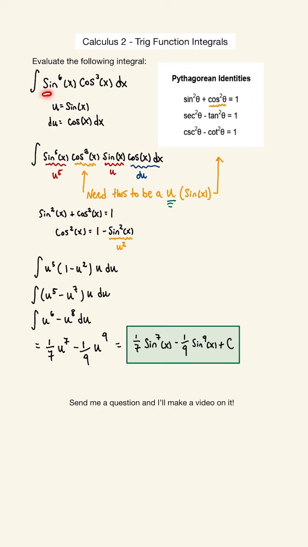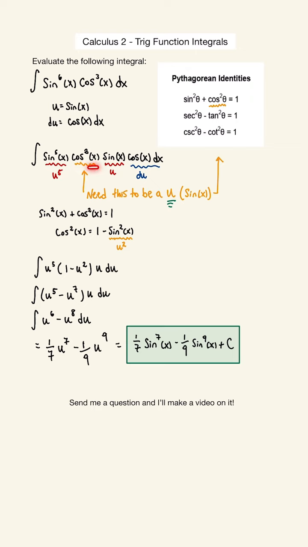And so our next step is we want to expand this so that we can define it in terms of u and du. So we can write that as sine to the fifth of x multiplied by cosine squared x multiplied by sine of x and cosine x dx. And we know that this sine of x cosine x dx is our u and du from our u substitution. We can also plug in u to the fifth for sine to the fifth of x.